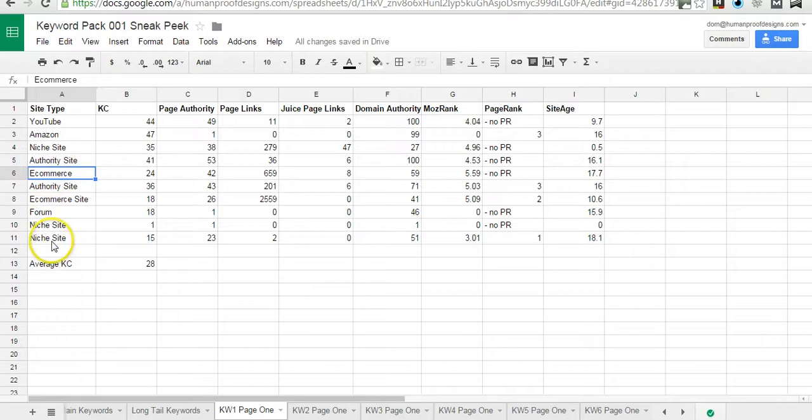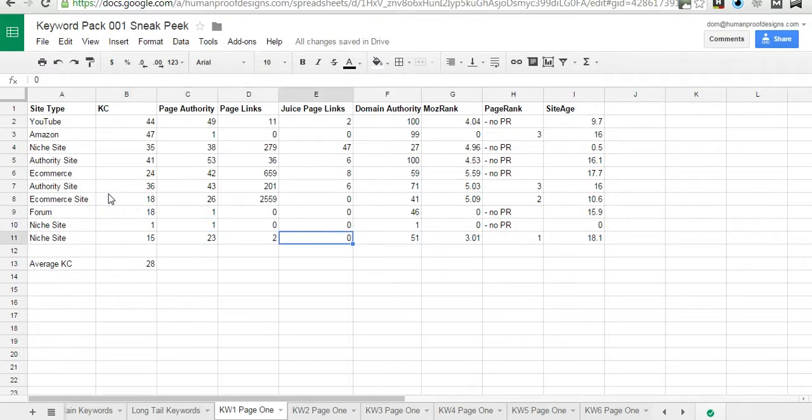Authority, e-commerce, forum, niche. What you want to look for in terms of site types is you don't want too many e-commerce. This has got 1, 2, which is fine. It's also got a forum, which is great, because if a forum's ranking on page 1, think how much more likely a website is, because Google much prefers to rank websites. As you can see, the KC is only 28. You've got a weak niche site here. Page authority is only 23, KC is only 15.